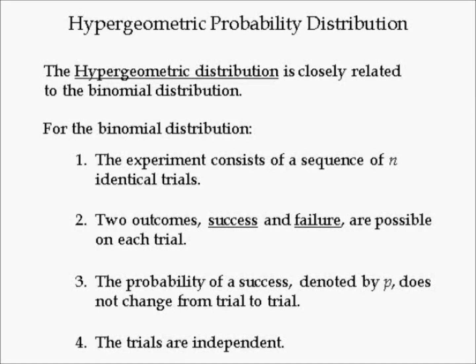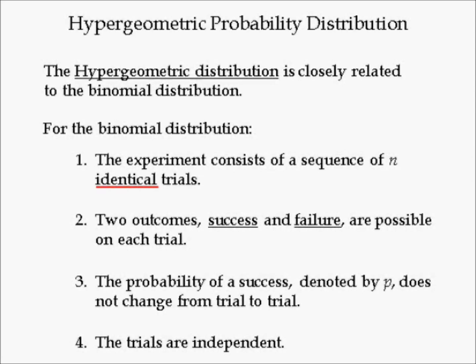The hypergeometric probability distribution is very similar to the binomial. In fact, as a population gets larger, the two get closer. The binomial probability function has four properties. Number one, the experiment consists of a sequence of n identical trials.